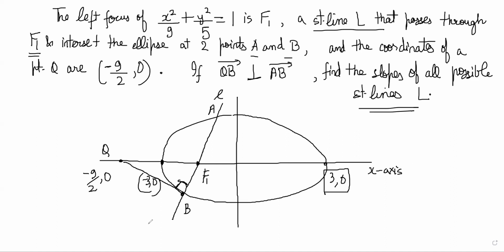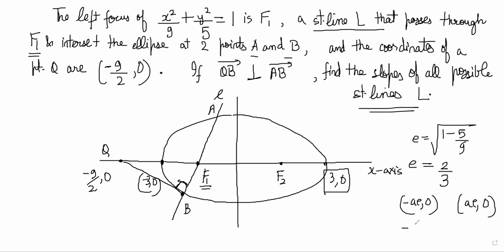Okay. So now here, the focus F1 will be -AE, 0 and AE, 0, right? Focus F1 and F2. You should find that. So eccentricity of the ellipse is √(1 minus 5/9). So that is 4/9, so 2/3. So the focus here is -AE, 0 is one focus and AE, 0 is the other focus. So this becomes -2, 0 and 2, 0. So this is -2, 0, this point, F1. And this is 2, 0, right?